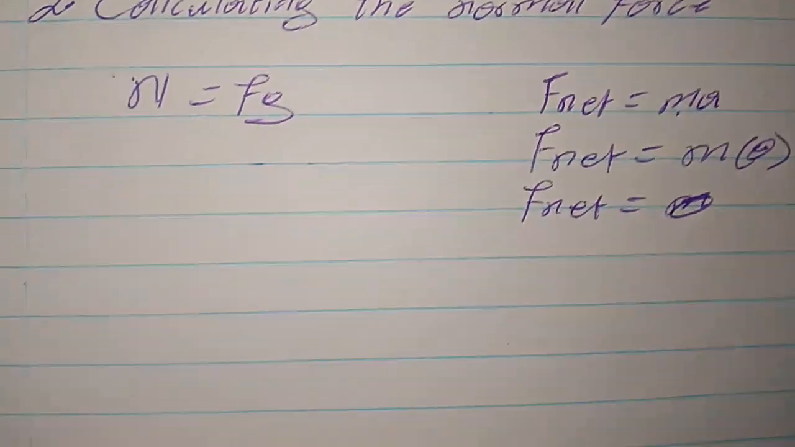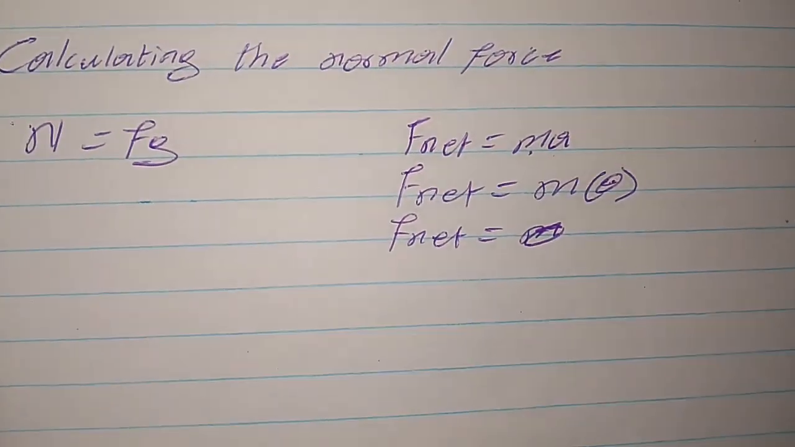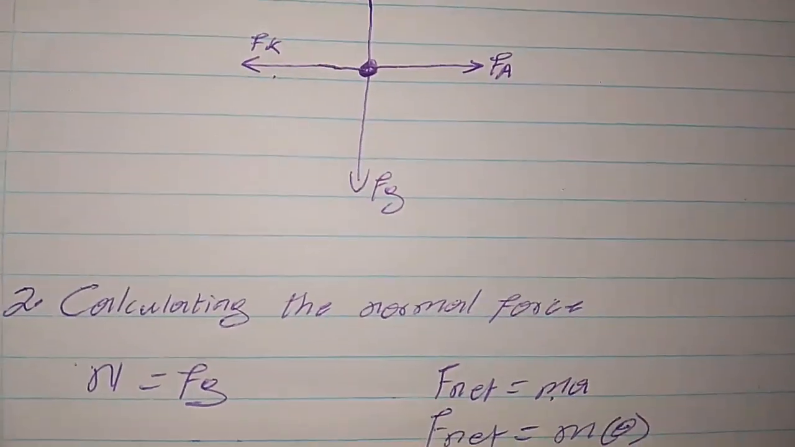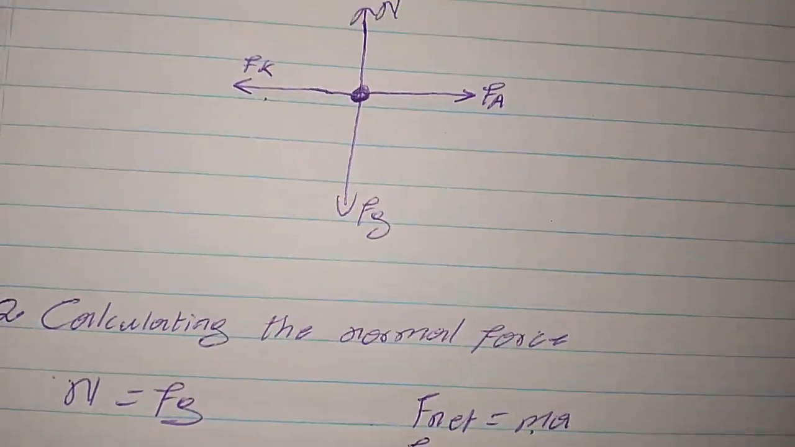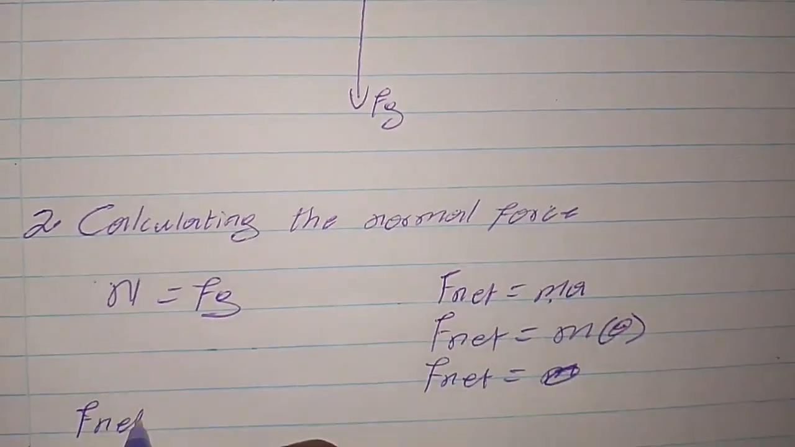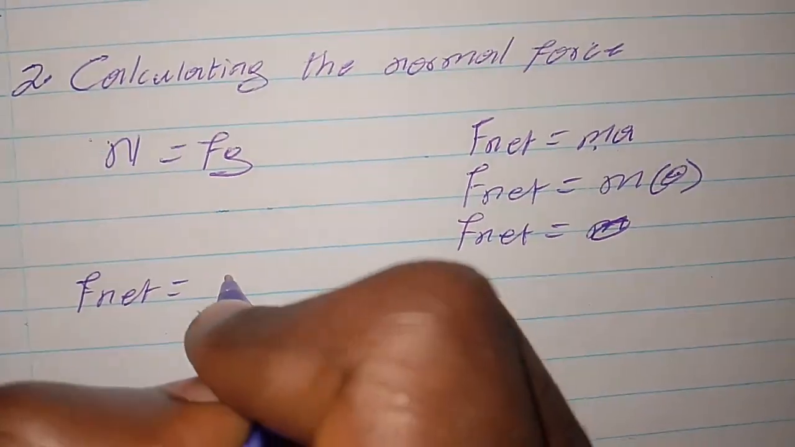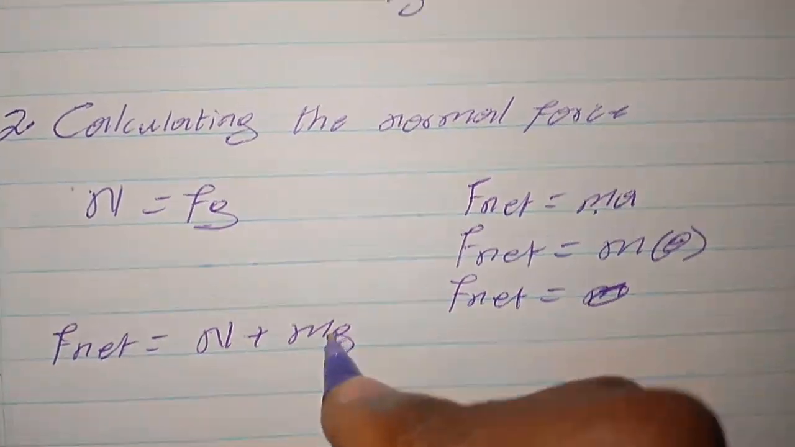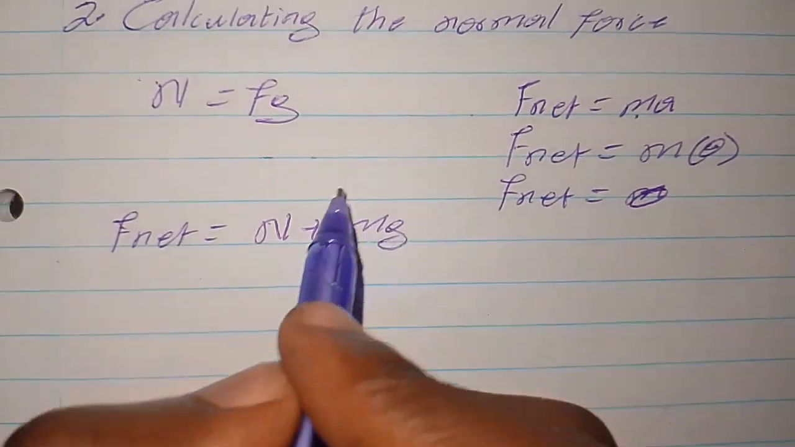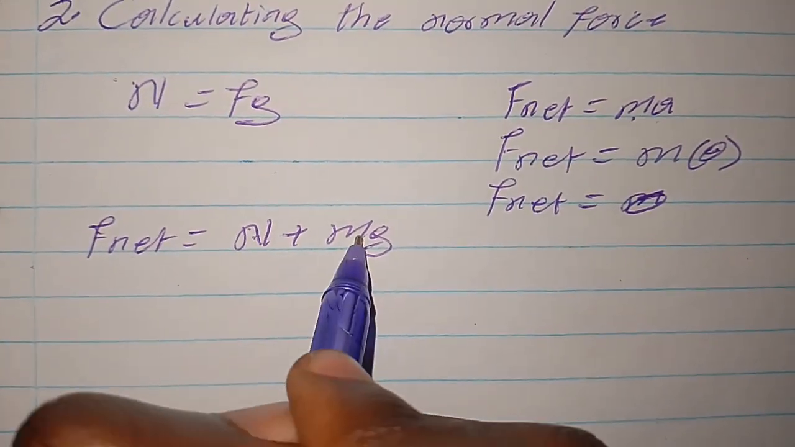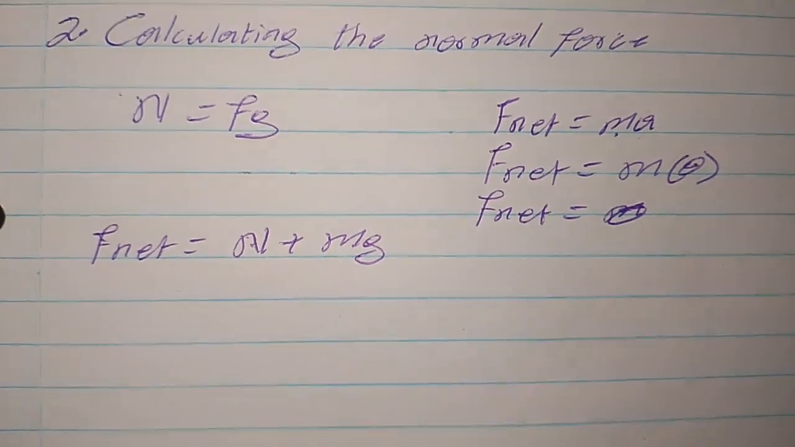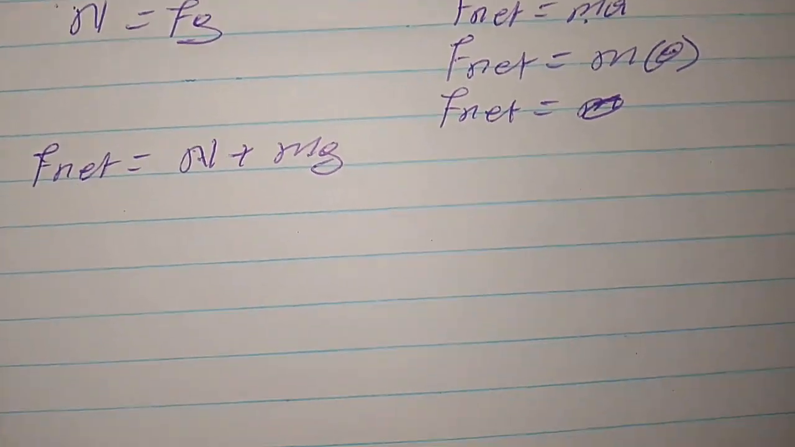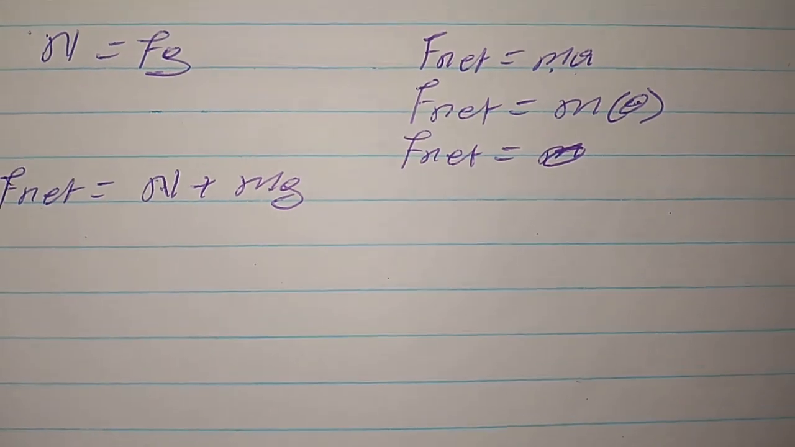Since F net is equal to 0, what is the sum of the forces in our vertical path? So in our vertical path, we have F net is equal to N plus mg, or Fg. So this is the normal force and the gravitational force. These are all the forces acting on the object in the vertical path.